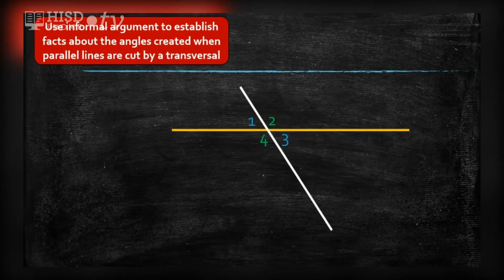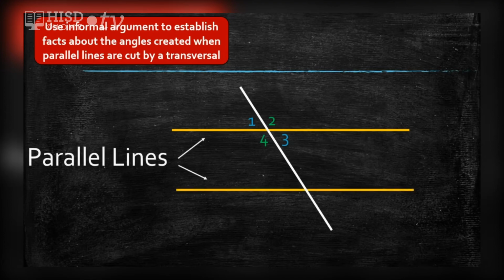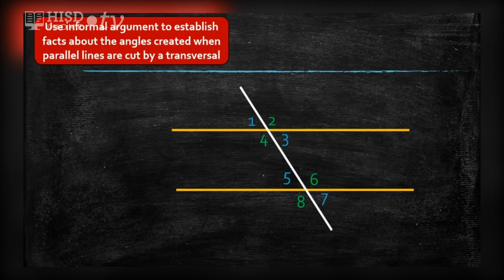So now we have the transversal, and we are going to draw another line, and we're gonna say that these two yellow lines are parallel to each other, and this is just meaning that these two yellow lines will never touch each other. So as we can realize, now there is 4 new angles that are created on the new yellow line, and these angles are gonna be corresponding to the first 4 angles. This is what I mean.